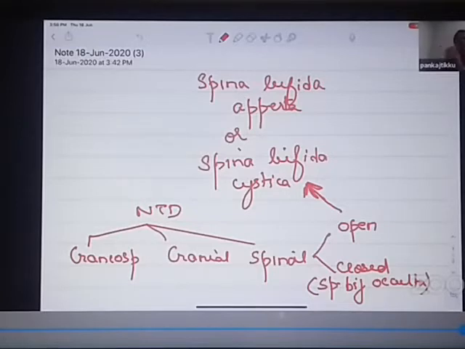So spina bifida aperta or spina bifida cystica is of two types. When only the meninges herniate out, it is known as a meningocele. When the meninges and spinal cord both herniate out, it is known as a myelomeningocele.